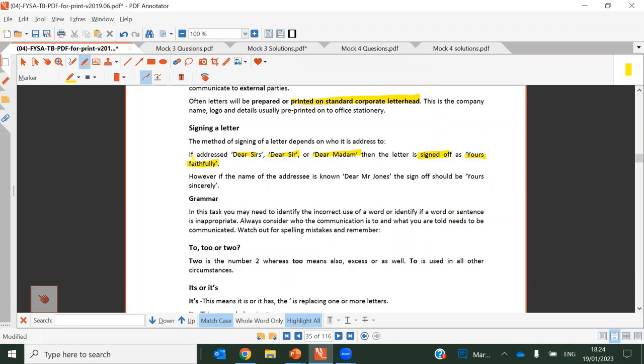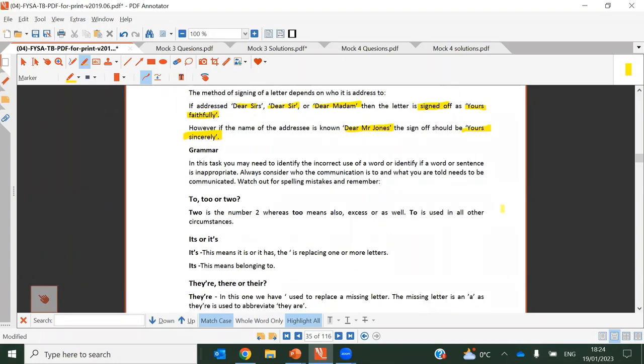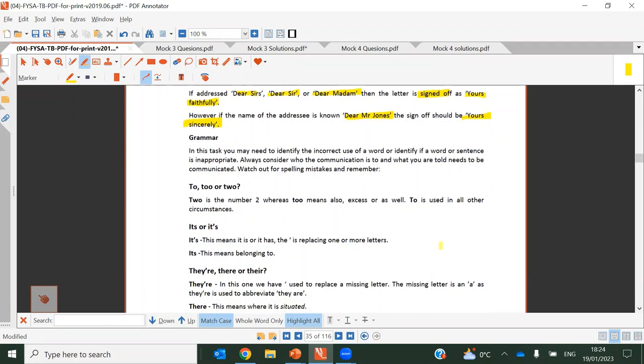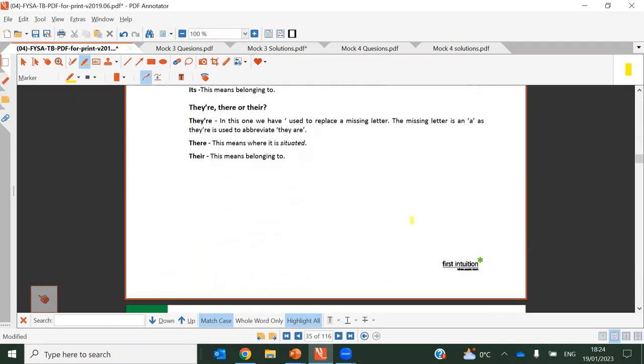However, if you know the name of the person that you are writing to, so let's say, dear Mr. Jones, the sign off will be yours sincerely. So remember that rule and try and get it correct, because you will score marks for doing that correctly. I'm not going to run through the grammar points here, but it is, of course, good in your professional writing to write clearly, professionally, with good spelling and good grammar. If you are worried about any of these things, then feel free to contact me. I'd be more than happy to run through them with you.